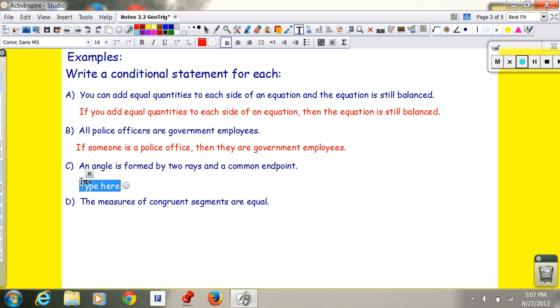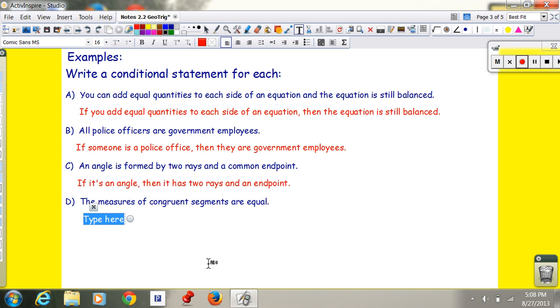Okay, an angle is formed by two rays and a common endpoint. So if it's an angle, then it has two rays and an endpoint. And this is not the only answer. You could use other ones. You could say something like, if there are two rays with a common endpoint, then it's an angle. You could do it the other way too. Try letter D.